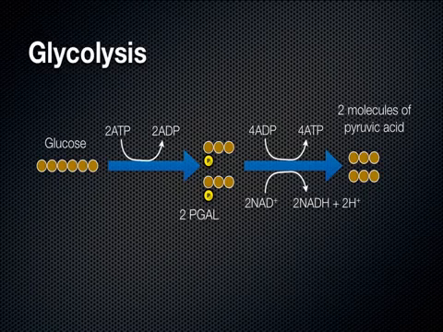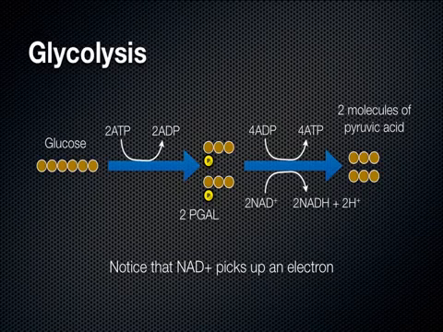Those are important details that I want you to remember. Are we good so far? Yeah. All right, good. Starting with glucose, ending with 2 molecules of pyruvic acid. We're using how many molecules of ATP? 2. We're making how many molecules of ATP? 4. So the net gain would be 2. Sweet. And we're also making some NADH. So notice here, when NAD plus goes to NADH, it's picking up an electron. That's an important thing to remember, and we're going to see why in a little while.